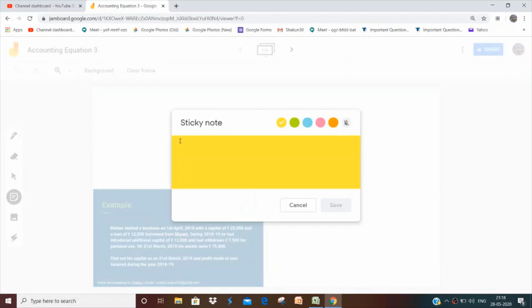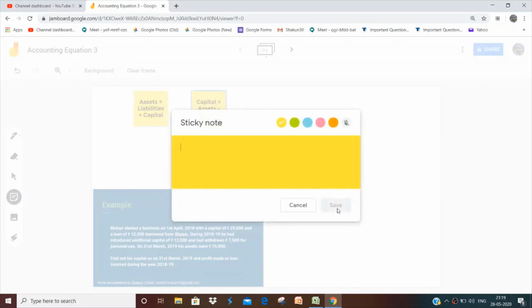So let's start. We know that the basic accounting equation is assets are always equal to the total of liabilities plus capital. This we know. So from this, we can also find out that capital is equal to assets minus liabilities. This we can easily say. Therefore, from this equation, since we need to find out the closing capital, I'll do it in the other sticky note.